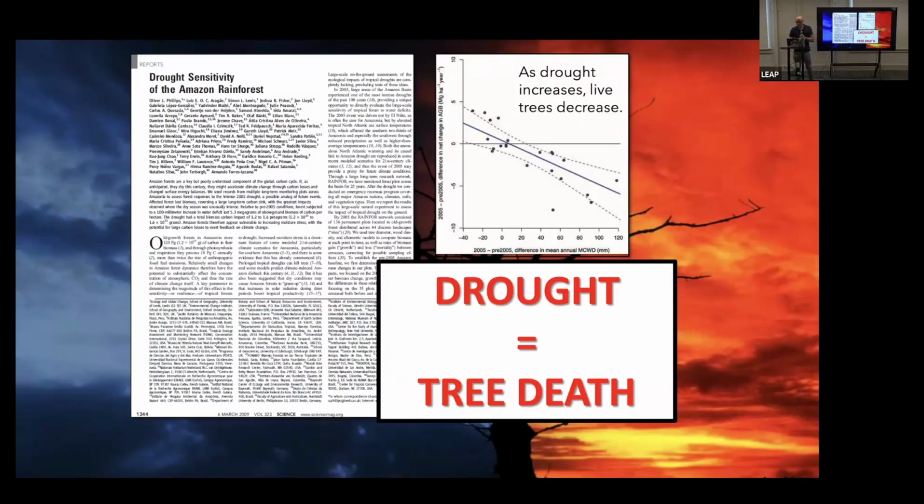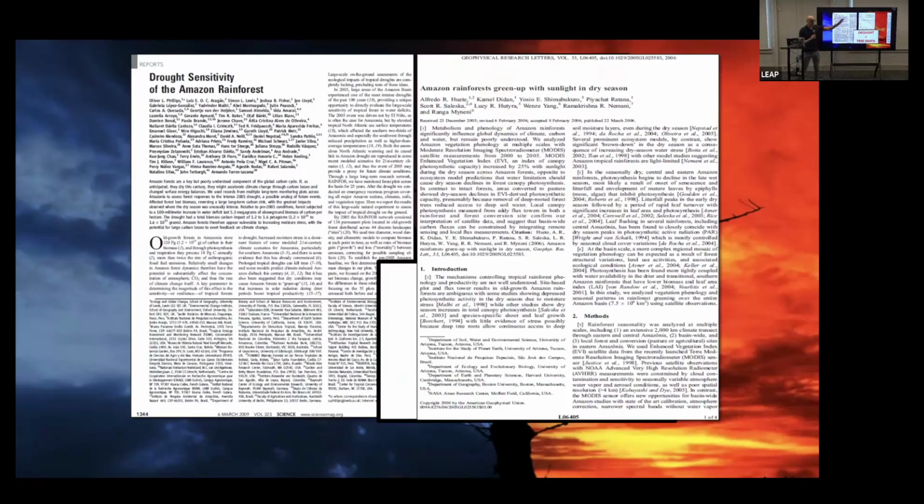But remember, right, those other guys said the Amazon forest greened up in the '05 drought. So now you have a paper in Science from us that said, well, trees were dying. And you had a paper in Science that said things were getting greener. So like, what gives?